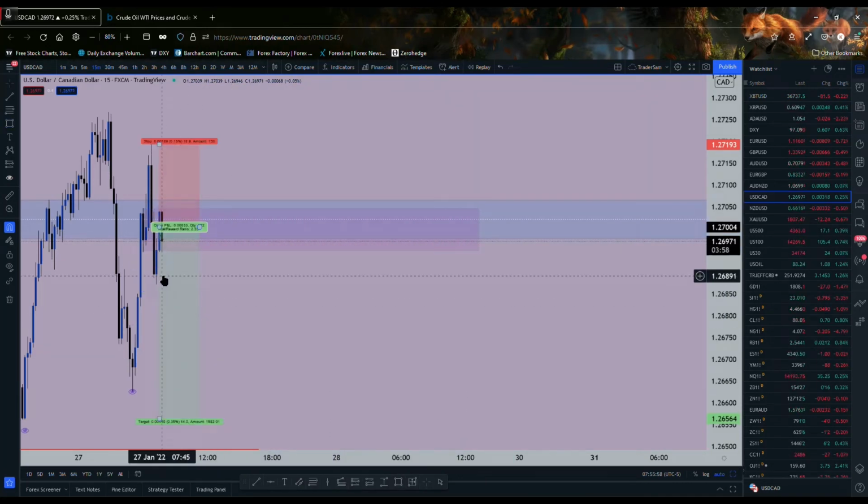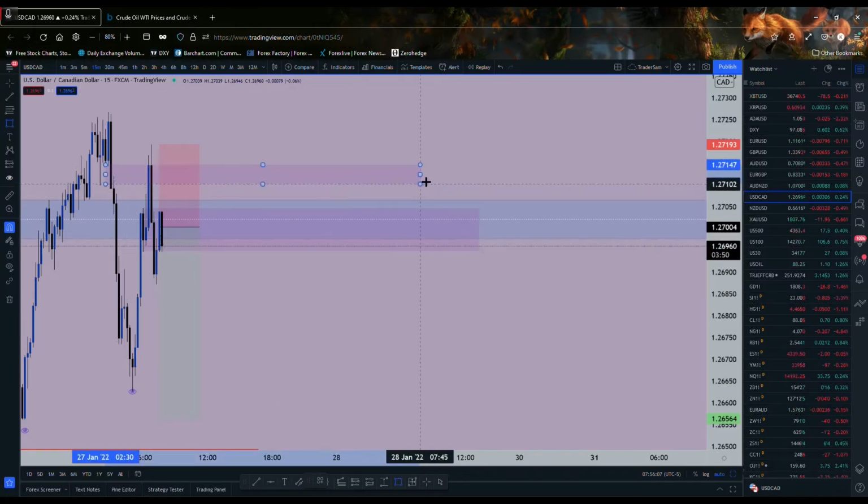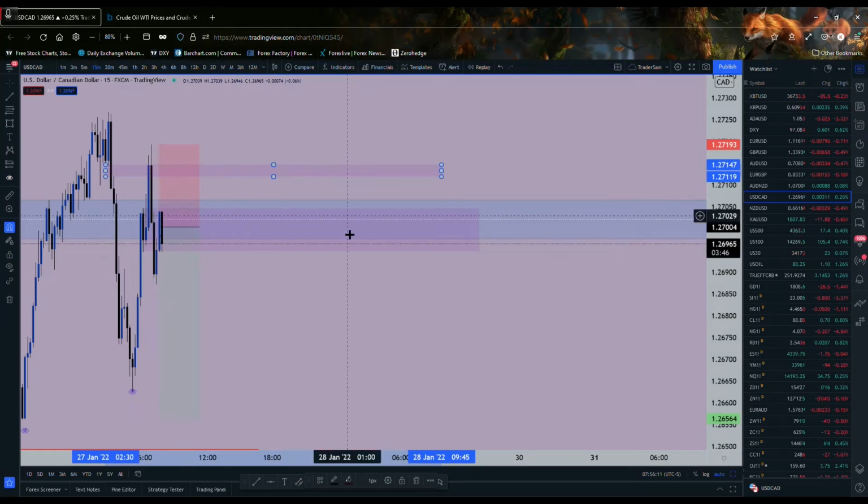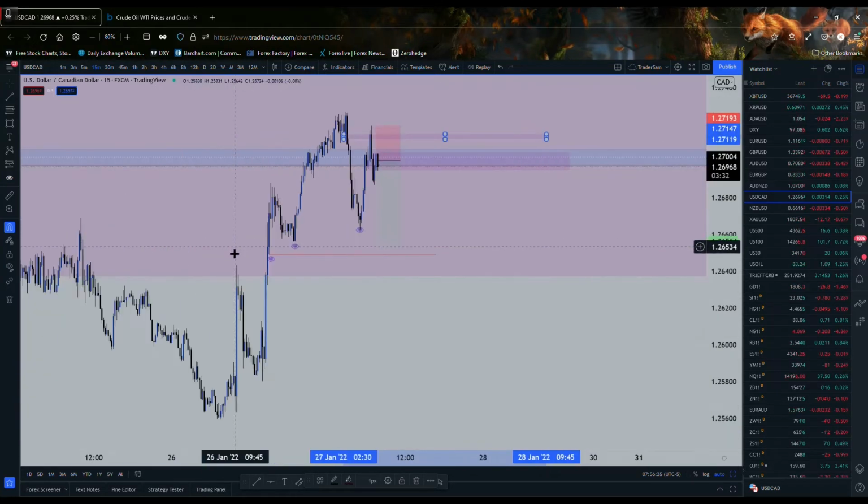And inside that mitigation block, we've got this fair value gap. This fair value gap has already been traded too, and we're good. So I don't want to see it go anywhere near this again. But to be safe, I did keep my stop loss here because I'm choosing to believe this is low risk sell in the market maker sell model.